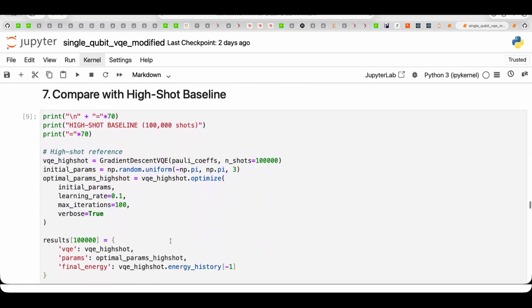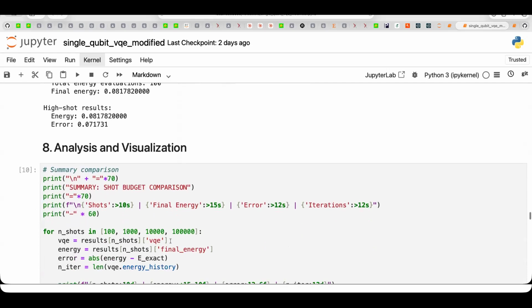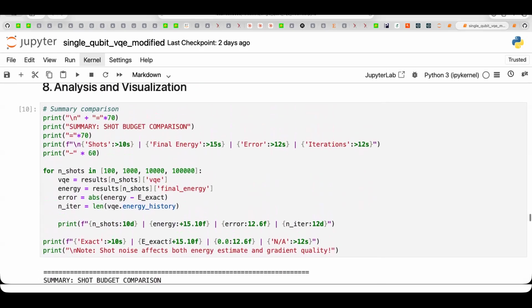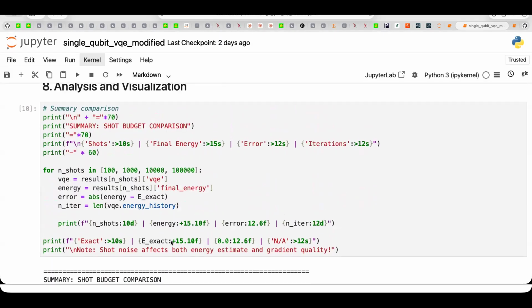So if we now just scroll down a little bit here, what I actually did, and this is something which I highly recommend.